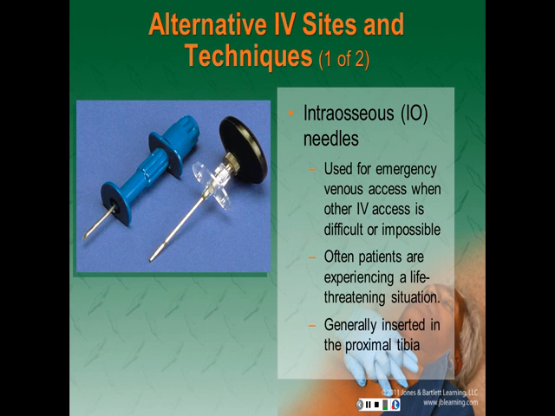Alternative IV sites and techniques. Intraosseous needles are used for emergency venous access as defined by protocol when other IV access is difficult or impossible. Often, patients are experiencing a life-threatening situation such as cardiac arrest, status epilepticus, or progressive shock. The IO needles are generally inserted in the proximal tibia. An external jugular IV provides venous access through the external jugular veins in the neck. The catheter is inserted midway between the angle of the jaw and the midclavicular line, and these punctures can be difficult because these veins are surrounded by a very tough fibrous sheath that makes access difficult.